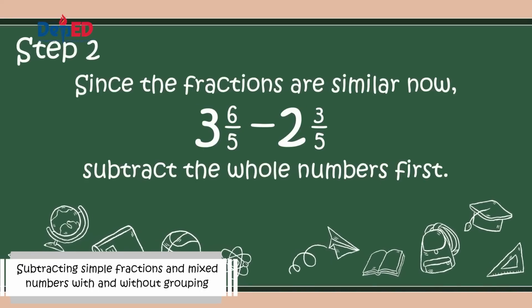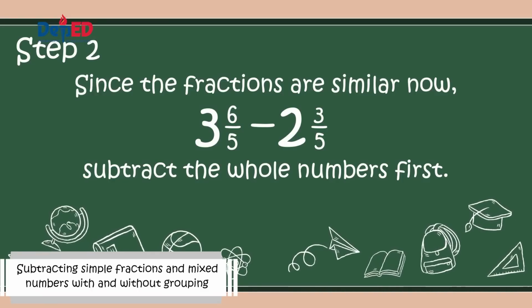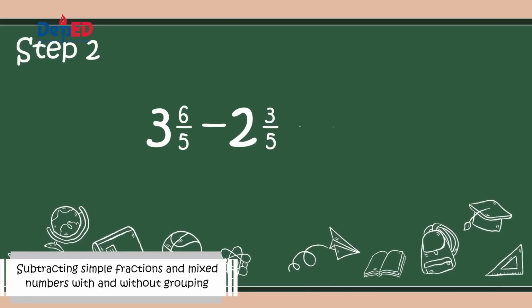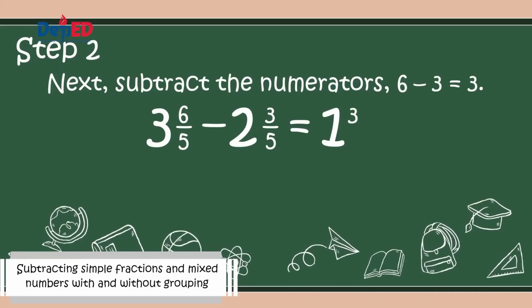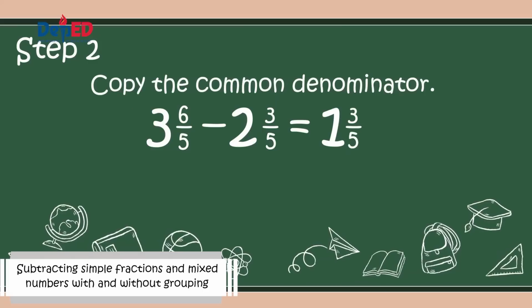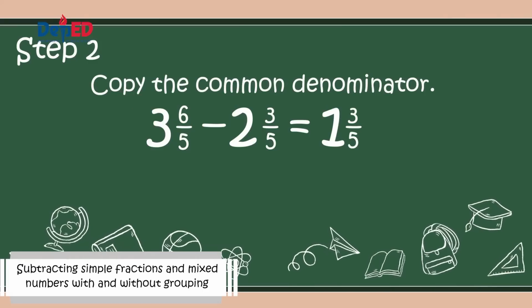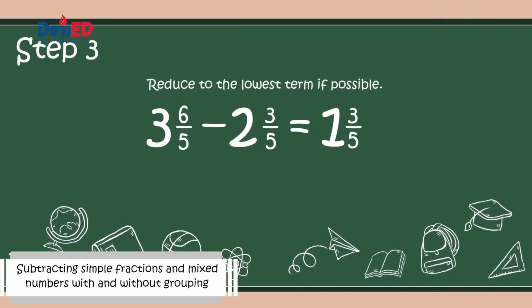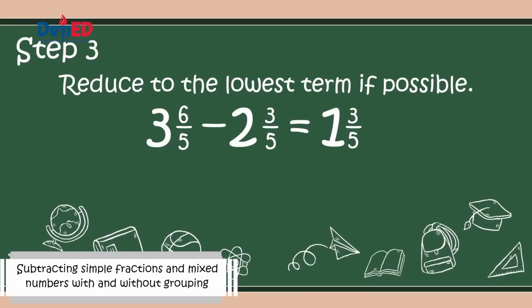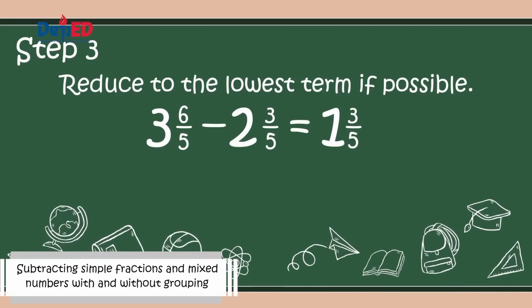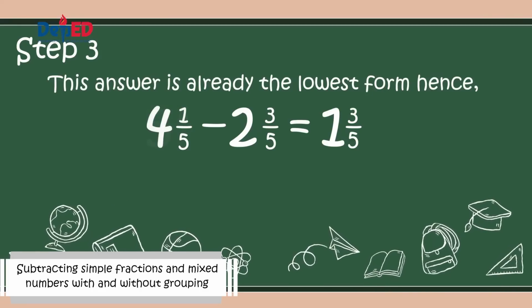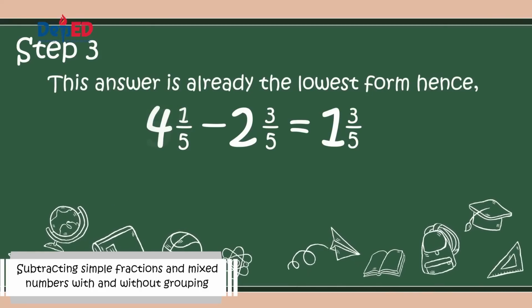Step 2. Since the given fractions are similar, subtract now the whole numbers 3 minus 2 equals 1. Next, subtract the numerators 6 minus 3 equals 3. Then, copy the common denominator. Our answer is 1 and 3 fifths. Step 3. Reduce to lowest term if possible. Is 1 and 3 fifths already in lowest term? Definitely yes. So, 4 and 1 fifth minus 2 and 3 fifths equals 1 and 3 fifths.